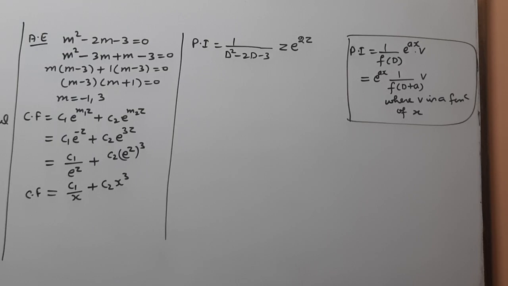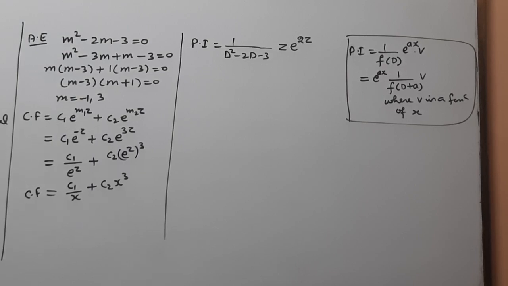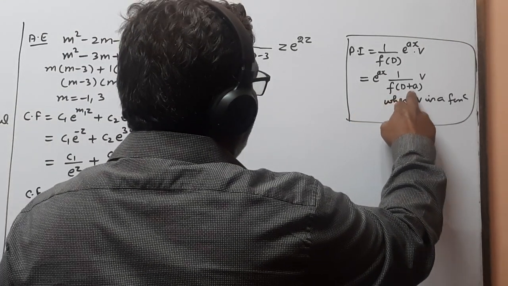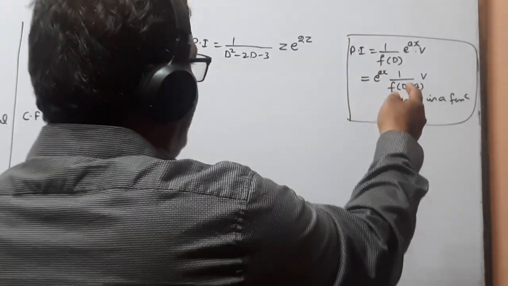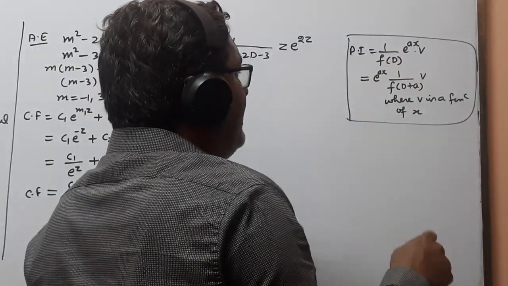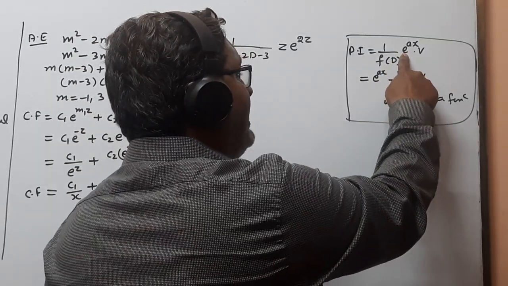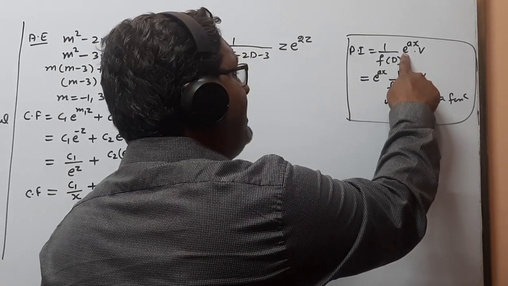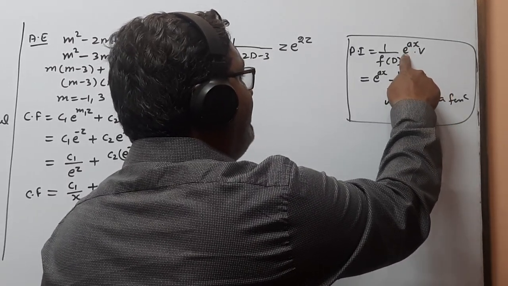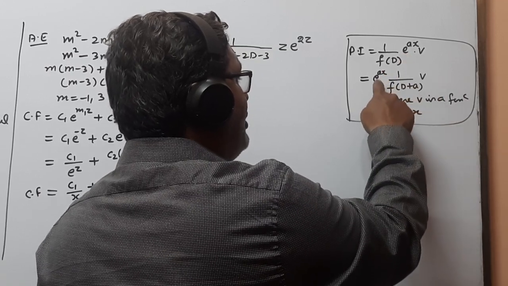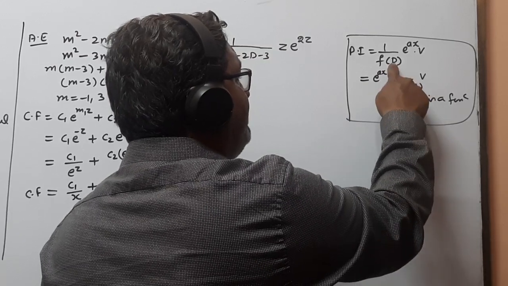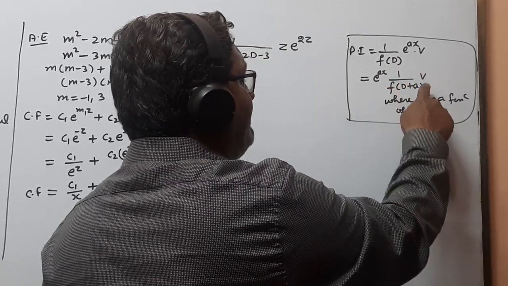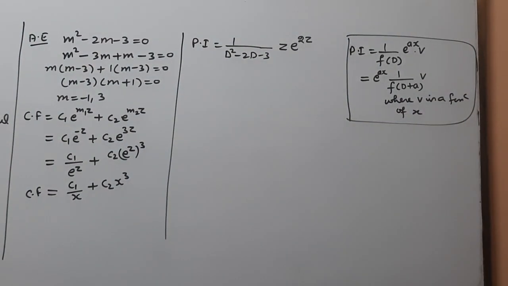We replace D with D plus a, taking the e to the power ax outside the particular integral. Here we can see that when we find the particular integral of e to the power ax multiplied by v, we always take e to the power ax outside, put D plus a in place of D, and find the particular integral of v. This is the formula for finding the particular integral.